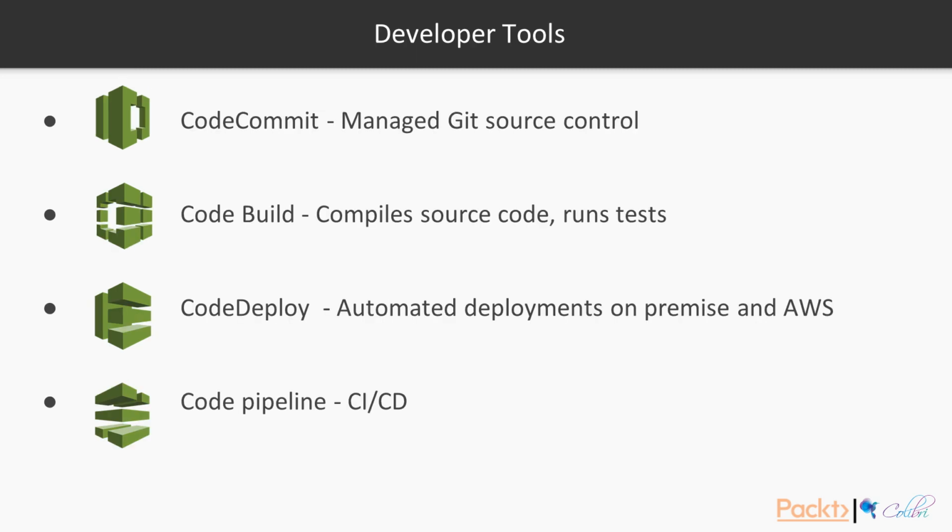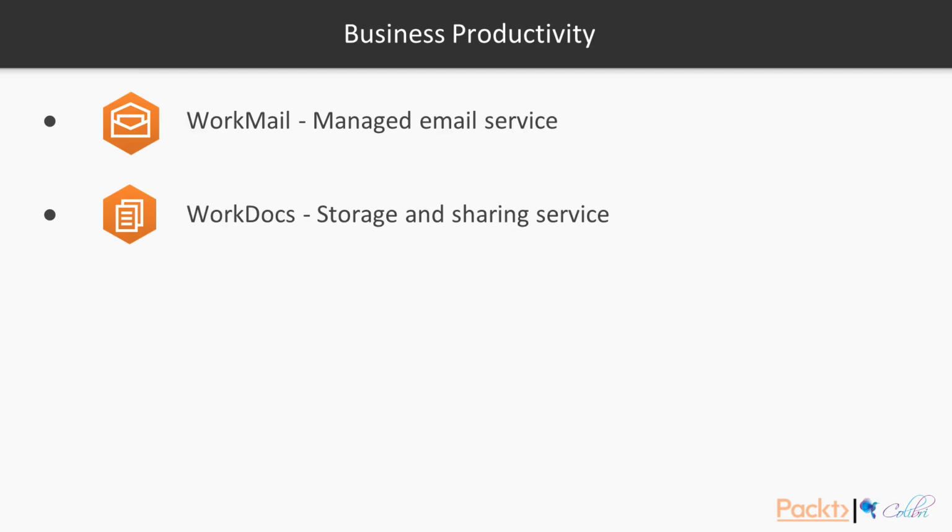Now let's talk about developer tools. CodeCommit is a managed Git source control service. CodeBuild compiles your source code and runs the tests. CodeDeploy allows automated deployments on-premise and on AWS. CodePipeline allows continuous integration and continuous deployment pipelines. Business productivity includes WorkMail, which is a managed email service. Think about it more as an Exchange. And WorkDocs, a storage and sharing service.